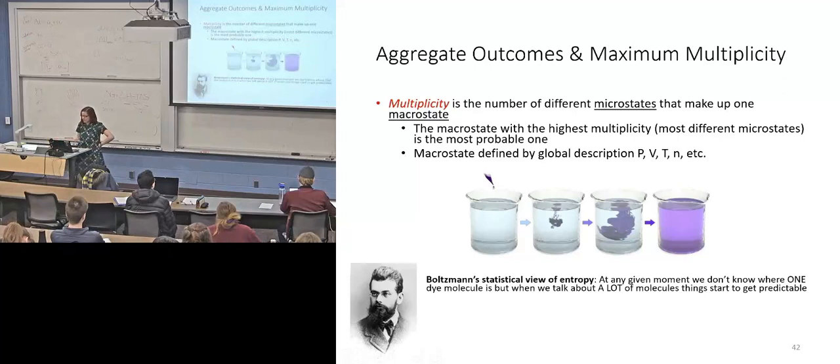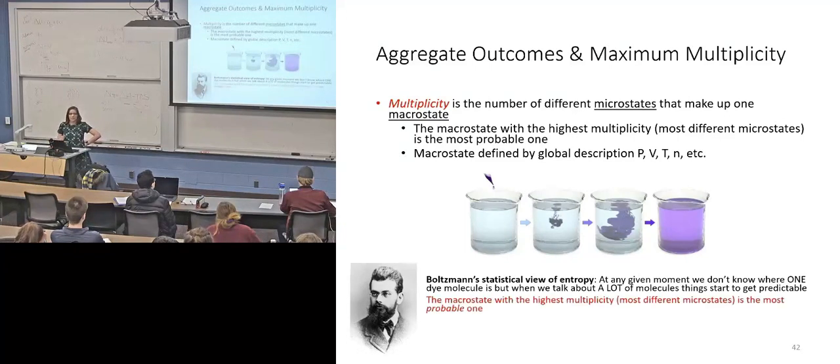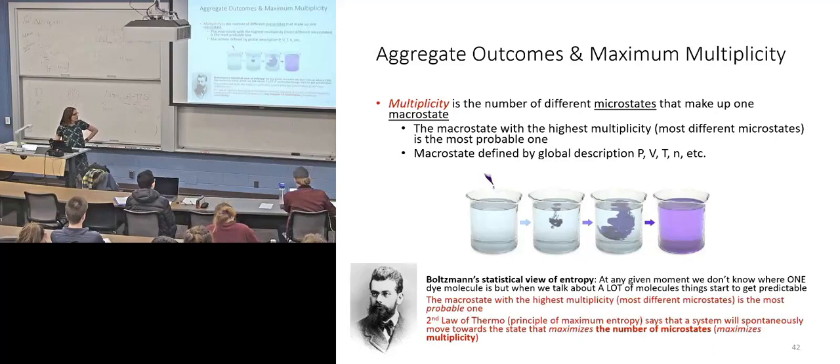So Boltzmann, again, he had a statistical view of entropy. He's the one that said the macro state with the highest multiplicity is the one that's going to be most probable, okay? And sort of defined entropy this way, whatever has the highest multiplicity.